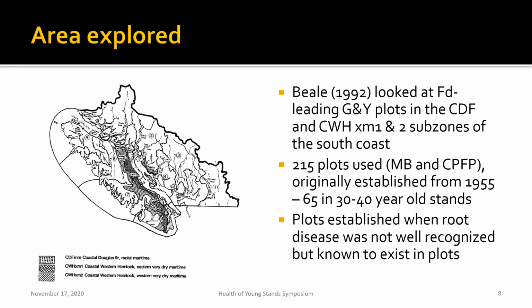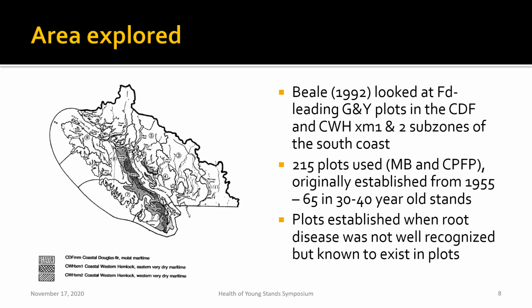So the OV2 for root disease on the south coast was derived two different ways. The first way was done by Jeff Beal back in the late 1980s, where he looked at Doug fir leading growth and yield plots that were established in the CDF and CWH XM1 and XM2 subzones. You can see those subzones on the map to the left. The shaded areas indicate the extent of those subzones along eastern Vancouver Island and the mainland Sunshine Coast.